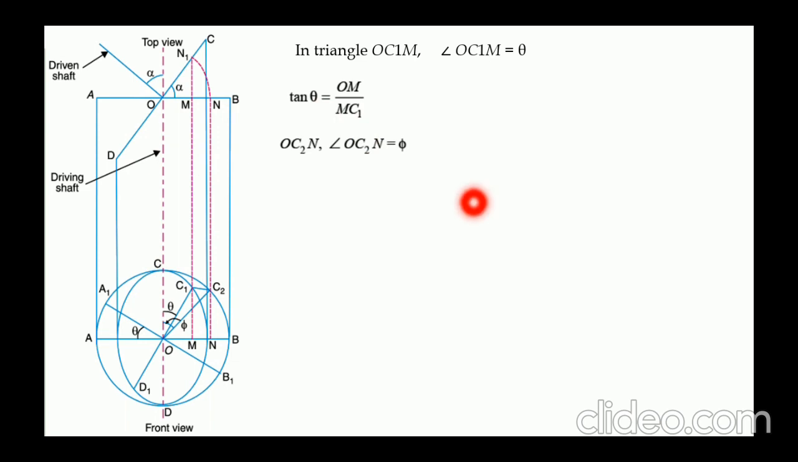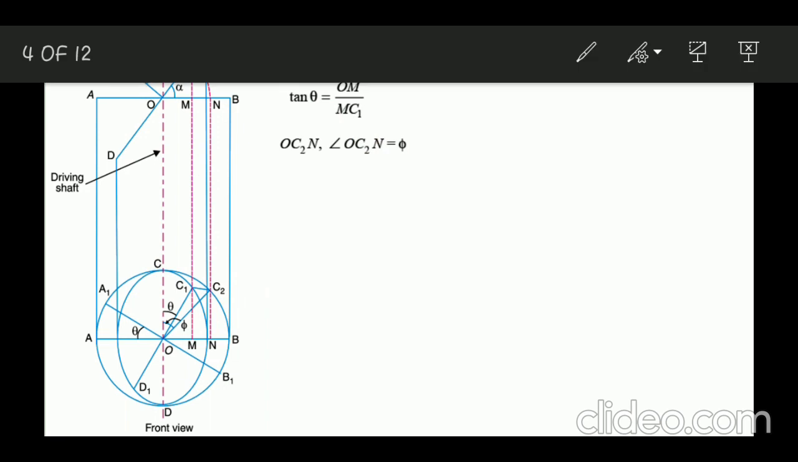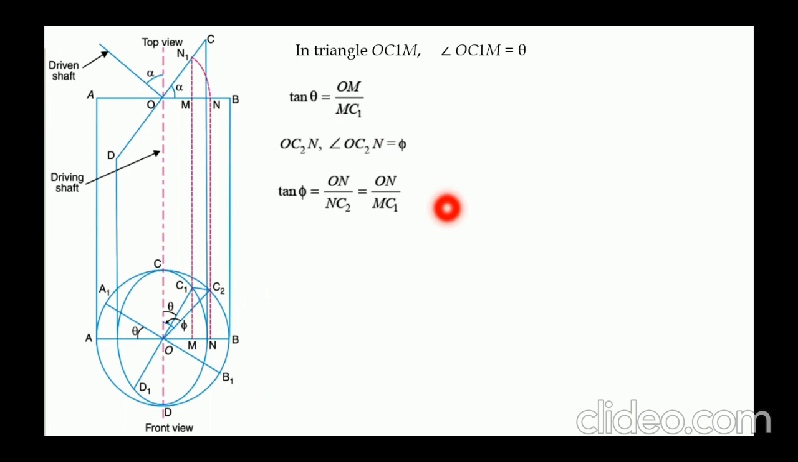Similarly, in the triangle OC2N, the angle OC2N will be equal to phi. If this angle is phi, then tan phi will be equal to the length ON divided by NC2, that is the vertical length, which is equal to ON upon MC1, because NC2 is equal to MC1. From this diagram we can observe C1 is projected as C2, so it is a horizontal line, and M and N also lie on a horizontal line. Both are parallel to each other, so having equal length, ON upon NC2 is equal to ON upon MC1.